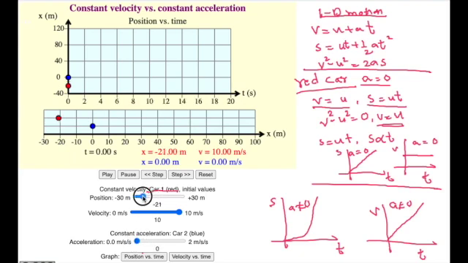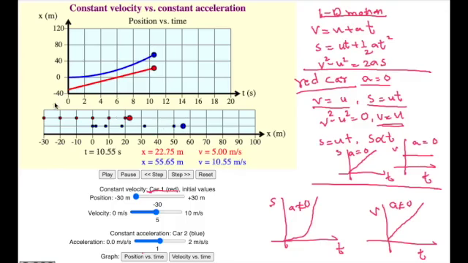Now let me show you what will happen for a negative position. Let me say it is starting from minus 30 meters with 5 meter per second, and let me say the acceleration is 1. Now let me play. If the red ball starts from a negative distance, this is the graph for the negative position. So this is a beautiful simulation which explains one-dimensional motion of an object.